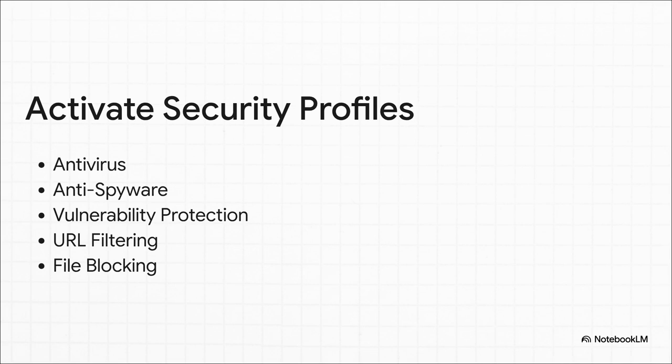Think of these like highly trained specialist guards. We can turn on antivirus to scan files, anti-spyware to spot malicious callbacks, vulnerability protection to stop exploits in their tracks, URL filtering to block sketchy websites, and even file blocking to stop people from downloading dangerous file types. This right here is what makes it a real threat prevention machine.